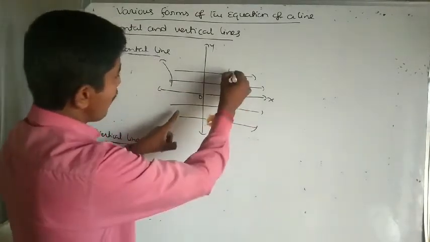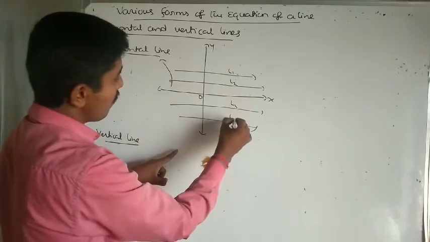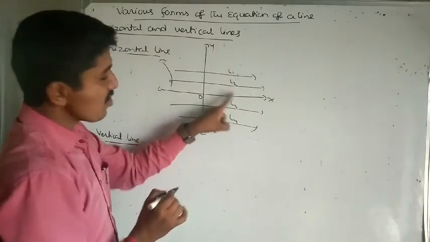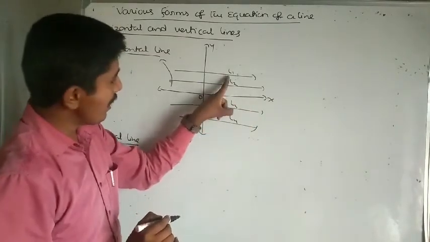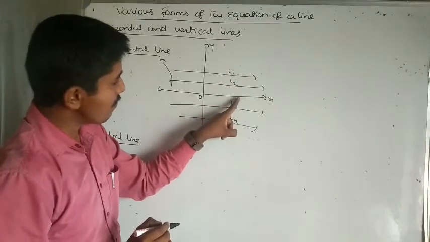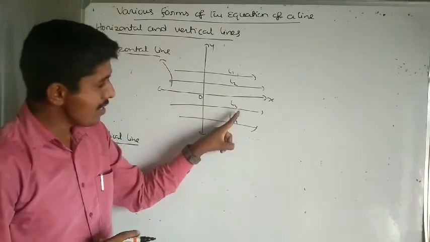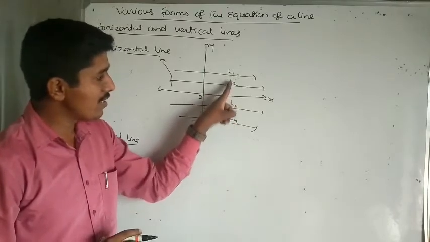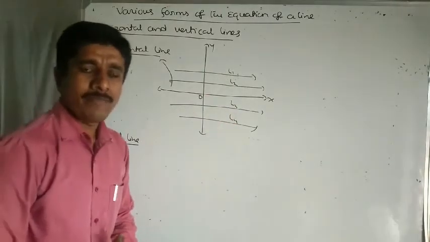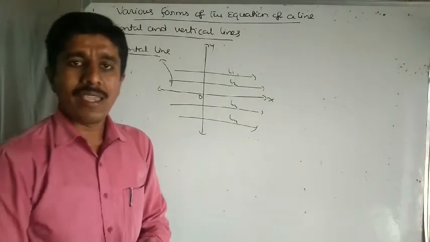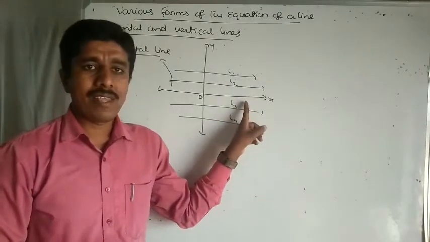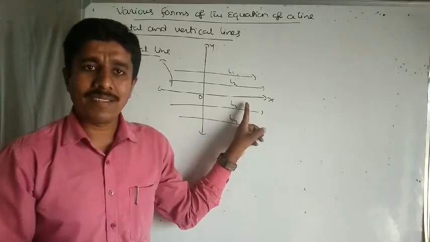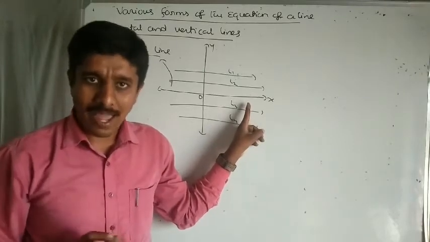These lines, suppose L1, L2, L3, L4. The x-axis is called a horizontal line. L1 line is parallel to the x-axis, L2 line is parallel to the x-axis, L3 line is parallel to the x-axis, L4 line is parallel to the x-axis. Therefore, these lines are called horizontal lines. A horizontal line is nothing but any line parallel to the x-axis, or the x-axis itself.